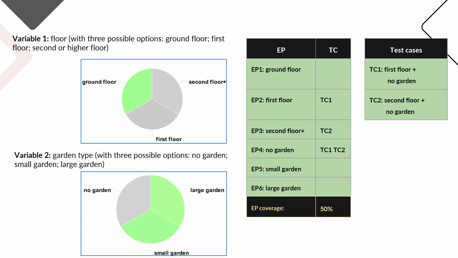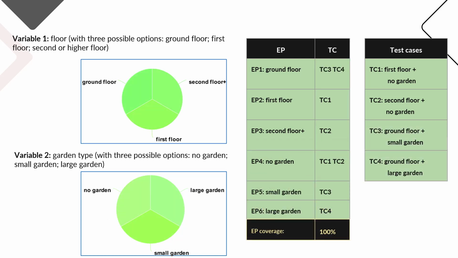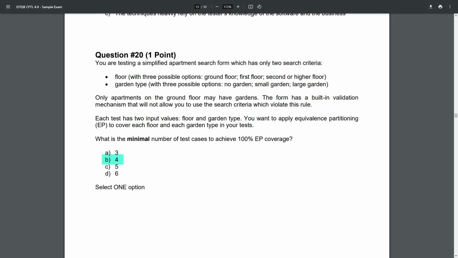That is why we write only 2 tests for the ground floor and small garden, ground floor and large garden. And thus, with only 4 tests, we get 100% coverage, and that's exactly what we were asked about. Accordingly, the correct answer option is B. 4 is the minimal number of test cases to achieve 100% coverage.